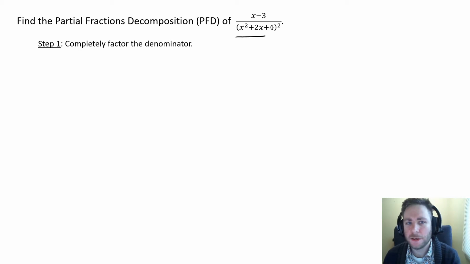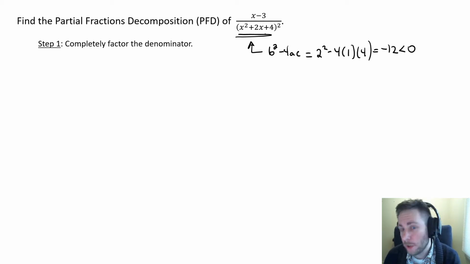So let's take a look at this quadratic expression and ask ourselves if it can be factored any further. It turns out this one can't be, as shown by a quick check that the discriminant gives us a negative value. And so the expression given to us is already completely factored, and we can move on to the next step.